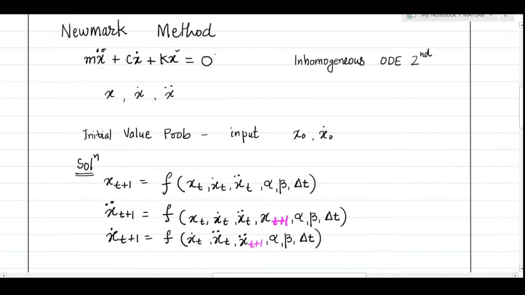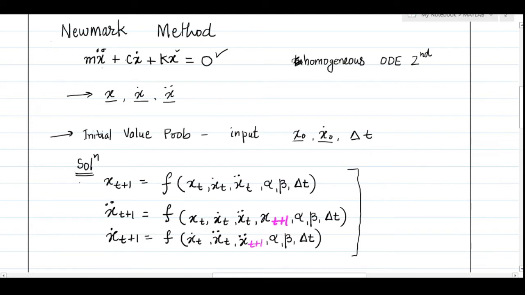This is your equation of motion for free vibration. It is a homogeneous second order ordinary differential equation. These are the parameters you want to calculate: displacement, velocity, and acceleration. What input values are available with you? You know the initial displacement, you know the initial velocity, and you have to supply the time step. These are the three equations which we need to solve for the Newmark beta method, or Newmark method. Here I am just telling you how these equations will look.